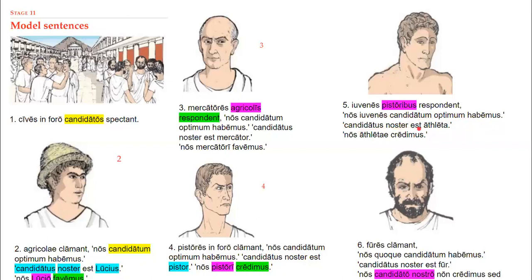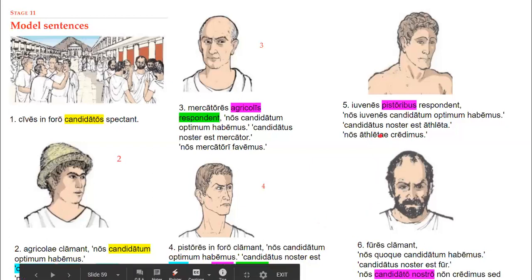Candidatus noster est athleta. So nominative subject, possessive pronoun, main verb, predicate nominative. Candidate, ours, is an athlete, or our candidate is an athlete. Nos athletai credimus. Nominative subject, dative singular, of advantage. Intransitive verb taking a dative. So we to the athlete give trust, or we trust the athlete.